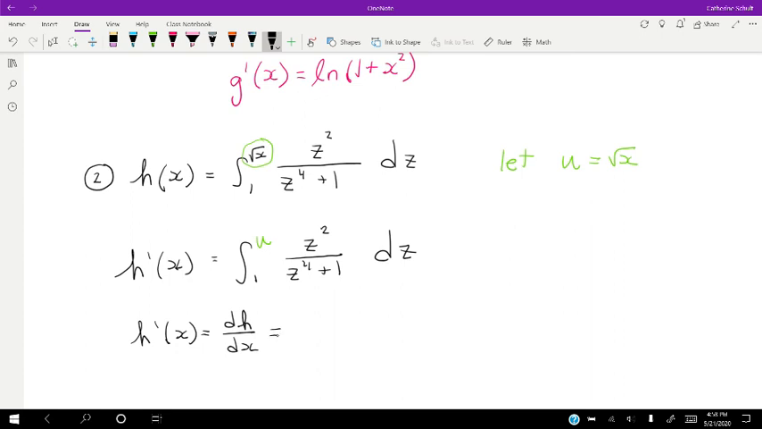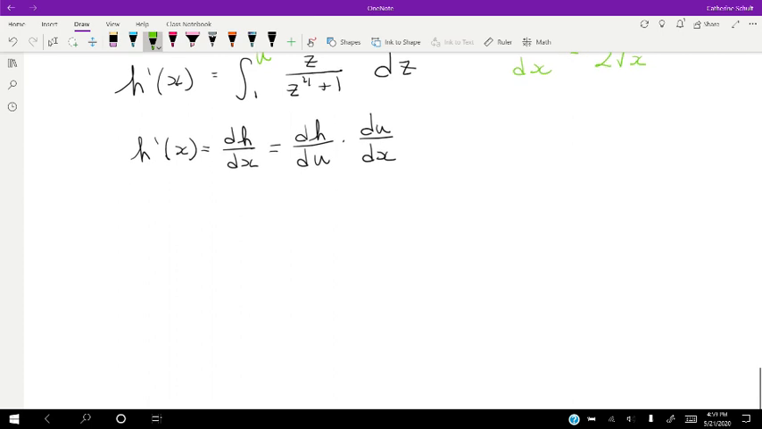So we are actually going to be using our chain rule. We're going to take the derivative of h with respect to u first, and then times the derivative of u with respect to x. For instance, with u equals root x, du/dx is going to be 1/2 x to the negative 1/2. So we take the derivative of that u function. Now this is what it's going to look like, and again, this is the chain rule.